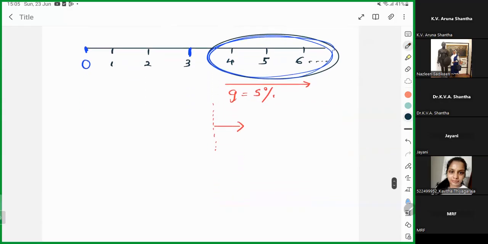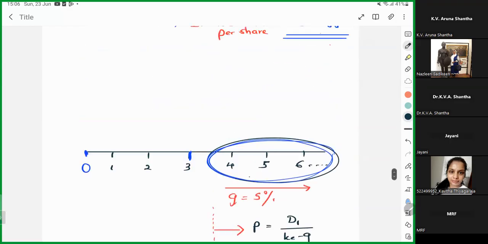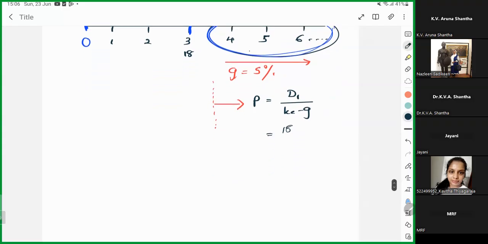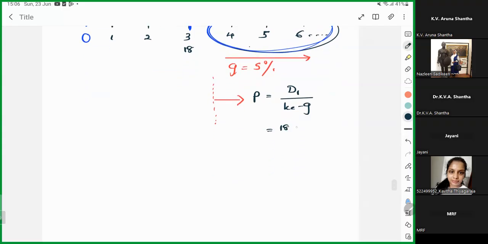So what is the growth model? P equals D1 divided by KE minus G. So this model is applicable in this example for the dividend from fourth year onwards. Right. Now how much is the fourth year dividend? Here D1 means the fourth year dividend. Third year dividend is 18. That increases by 5%. So 18 is the third year dividend, that increases by 5%, divided by KE, 10%, growth rate, 5%. So the value is 378.